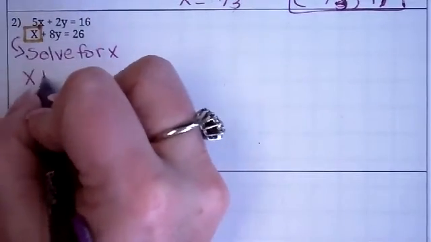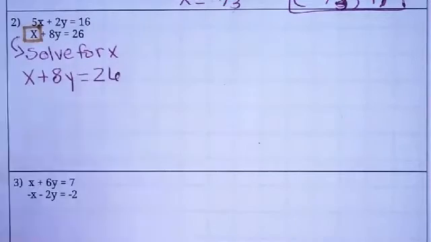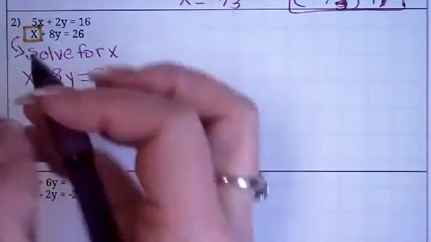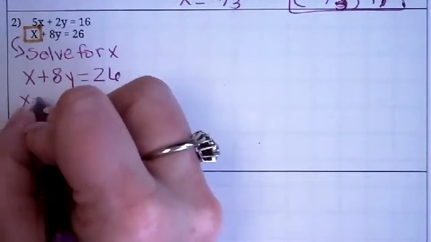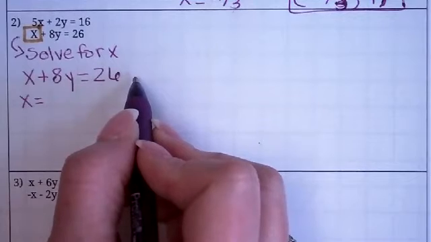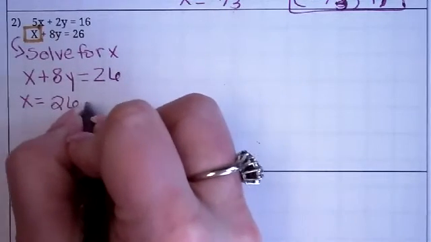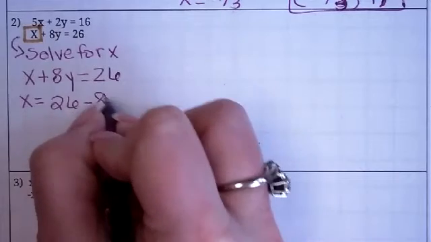I'm going to do x plus 8y equal to 26. Now, if I want to solve for x, that means I have to subtract the 8y and put it on the side with the 26. So what I'm going to have is 26 minus 8y.